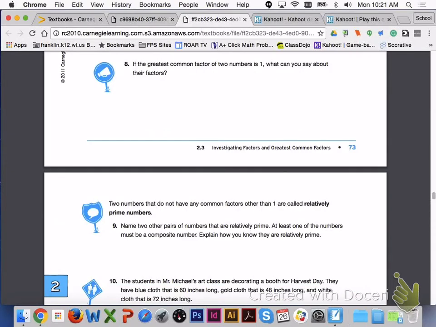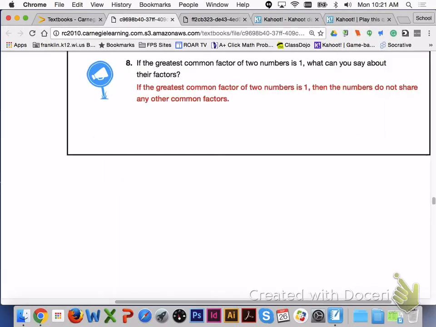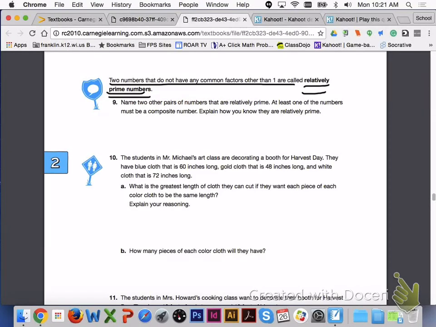At the bottom of page 73, answer number 8 with your group members. If the greatest common factor of two numbers is 1, then the numbers do not share any other common factors. At the top of page 74, two numbers that do not have any common factors other than 1 are called relatively prime numbers. Answer number 9 with your group members.